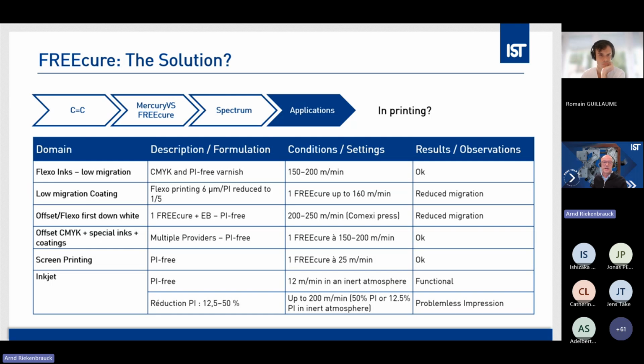And a technology that has been surprising for us, that in the beginning we did not target with the FREEcure, is inkjet. Inkjet is very, very interesting, the findings we have so far, because in inkjet the droplets are fully inhibited by oxygen when they fly through the air. So you can use an inert atmosphere to reduce that.